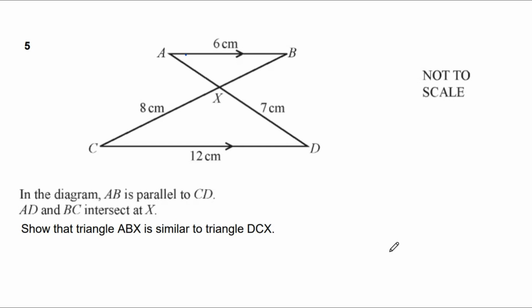Vertically opposite angles are equal, so the angles here and here are the same. And the alternate angles are equal, so angle at B will be the same as angle at C. Similarly, angle at A will be the same as angle at D. So all three angles are the same, so it is similar.